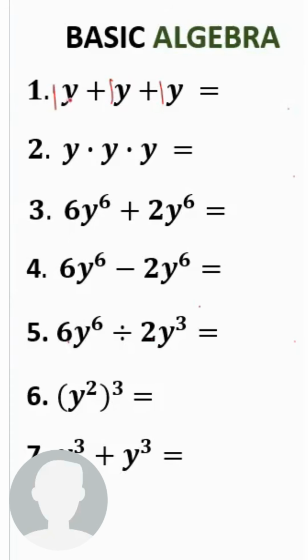The reason we are adding the 1 is because I know 1 multiplied by y is going to give me y. So 1y add 1y add 1y is going to give me 3y. So we have 3y.